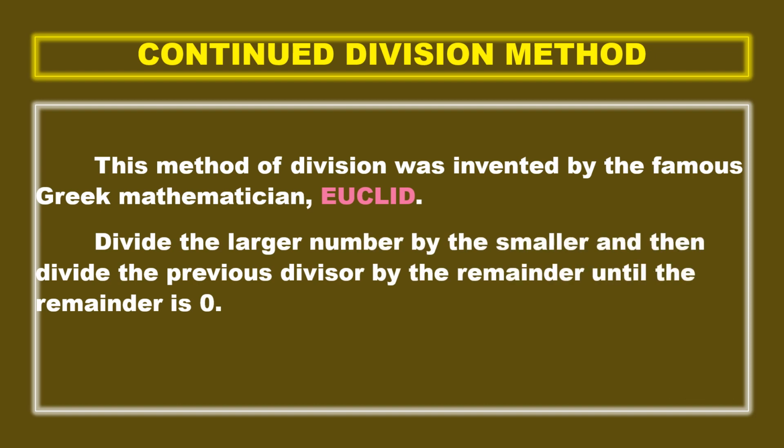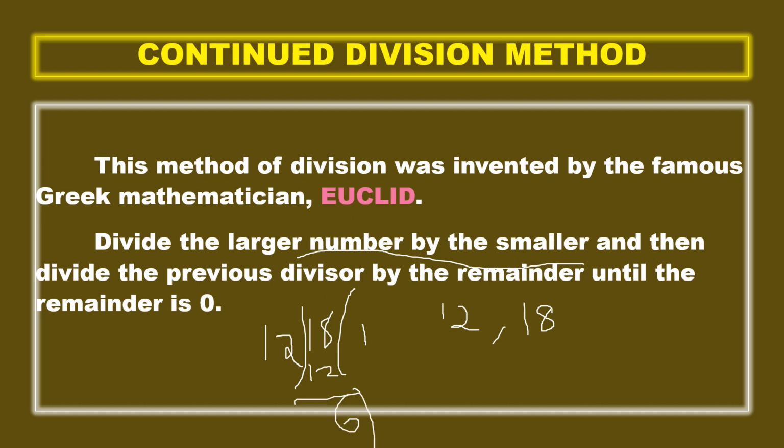Divide the larger number by the smaller number. Suppose I gave 12 and 18 as my question: find the HCF of 12 and 18 by using the continued division method. You should take the larger number, 18, and divide it by the smaller number, which is 12. Then divide the previous divisor by the remainder until the remainder is 0. Means you should divide in this way.